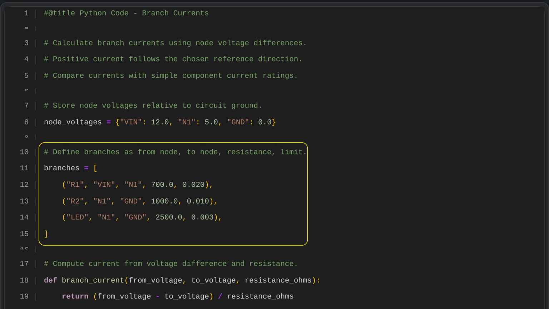A list of circuit branches stores the key details for each branch, including its name, start and end nodes, resistance, and current limit. This structure makes it easy to process each branch, calculate its current, and check whether it exceeds the allowed limit.